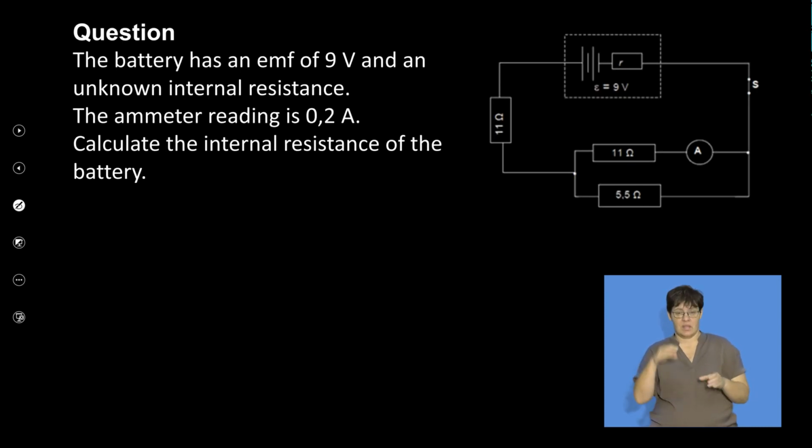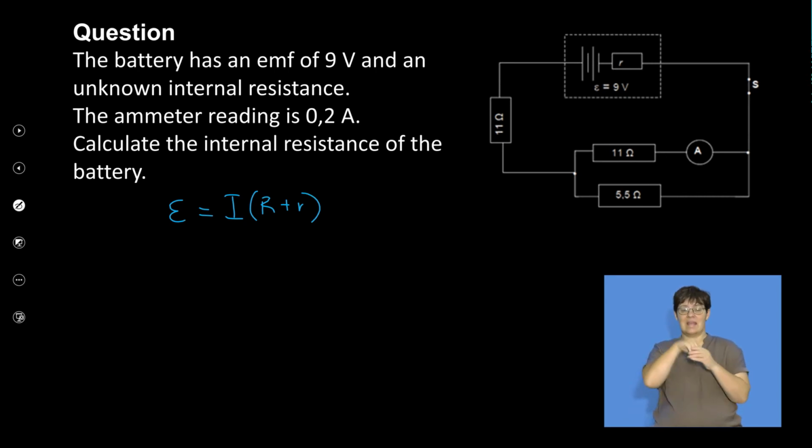Now we want to calculate the internal resistance of the battery. That's the next question. Here's the circuit alongside. Now we know that E is equal to I times (R plus r). But we're interested in the internal resistance of the battery. Bear in mind that if this is 0.2 amperes, this is going to be what?